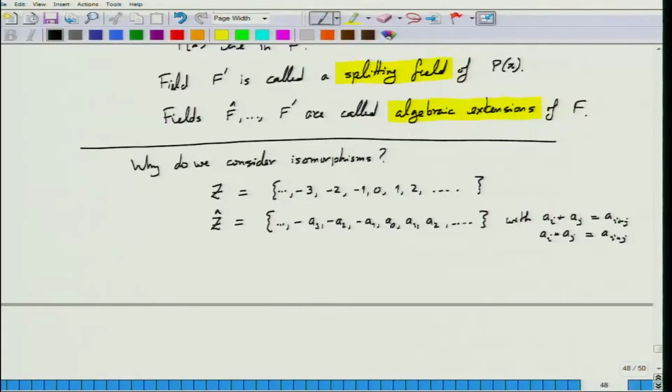Would you say that this is also the ring of integers? It is. It's just that instead of choosing symbols 0, 1, 2 to represent numbers, I am choosing different symbols to represent the ring. But they represent essentially the same entity. The only way I can establish the equivalence between them is through isomorphism. They are not equal, but they are isomorphic.